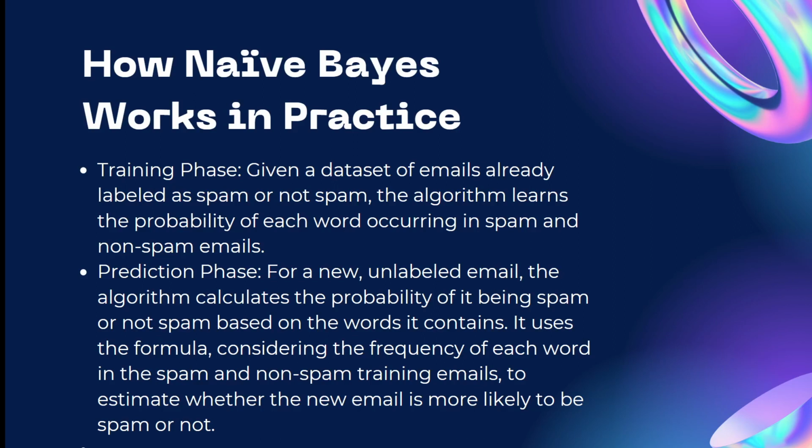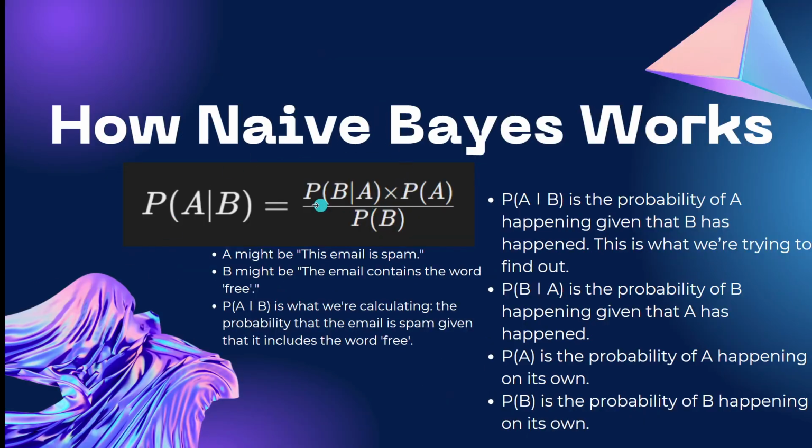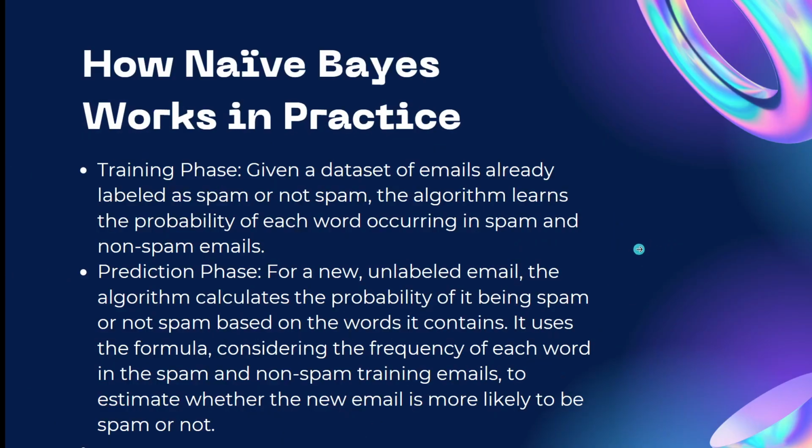After that, in the prediction, you get an unlabeled email. Then the algorithm calculates the probability of it being spam or not spam based on the words it contains. It is actually using this formula, and after that we get, for example, the average of these probabilities, and if the probability is large, then we can classify it as a spam email. It's working like that.